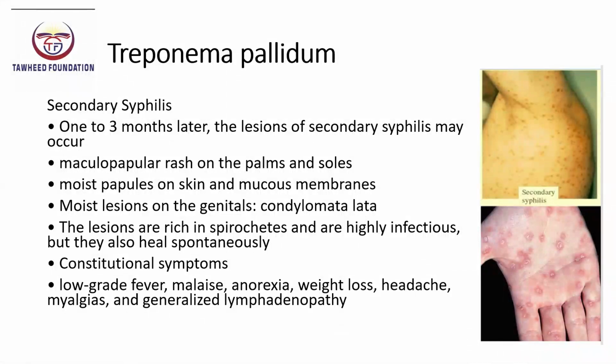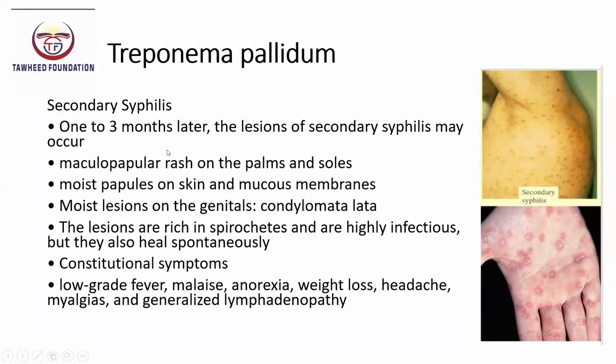Patients may also develop moist lesions on skin and mucous membranes. On the genitals, these lesions appear as condylomata lata, which are highly infectious. Along with skin manifestations, patients will also experience constitutional symptoms like fever, malaise, headache, weight loss, muscle pains, and generalized lymphadenopathy. Secondary lesions eventually heal spontaneously, but the disease enters a latent stage if it is untreated.